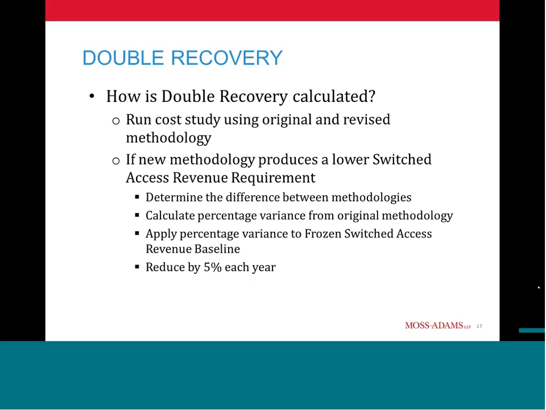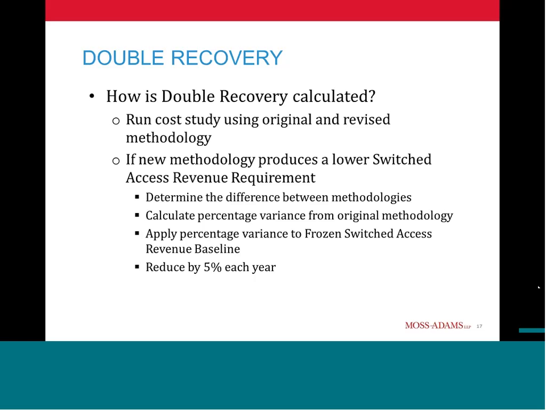So if that's the case, if you see a lower switched access revenue requirement, you need to determine the difference in the switched access revenue requirement between those two methodologies. You need to then calculate the percentage variance from the original methodology, so the variance divided by the original revenue requirement for switched access. Whatever percentage that is, you'll apply that percentage variance to the frozen switched access revenue baseline.